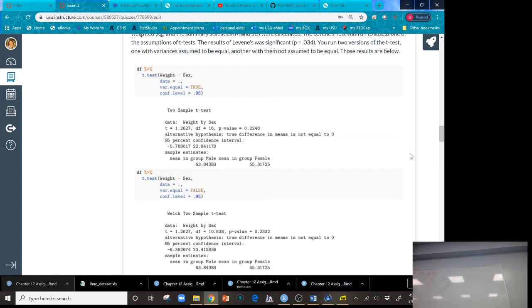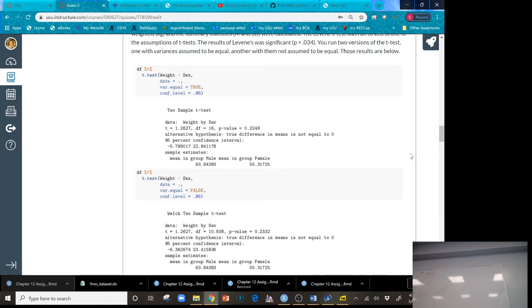The sample sizes are different? No. Degrees of freedom are different. In this first way, it's a 2-sample t-test. Degrees of freedom are 16. In this second way, we've changed to var.equal equals false. So instead, it's doing the Welch's 2-sample t-test.